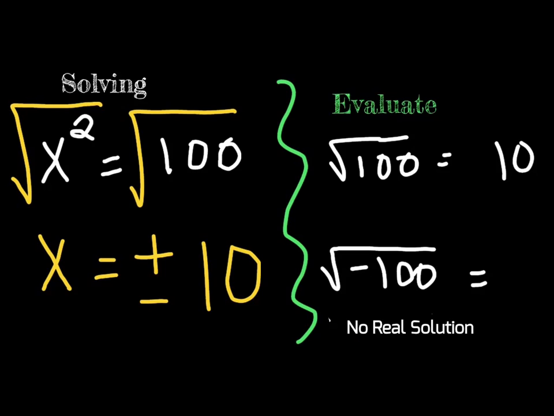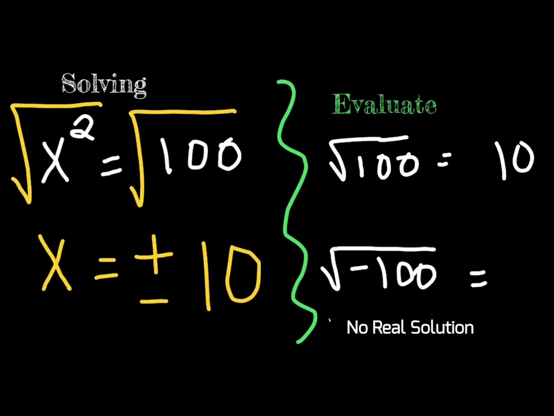I like to think that the difference between these two problems is the starting point. When they're asking you to solve, you have x squared equals 100, and this is where you start. When you're evaluating, you're given the square root symbol, and you're asked to find the value of that square root. So in one, we're solving for x, and in the other, we're evaluating the given expression.